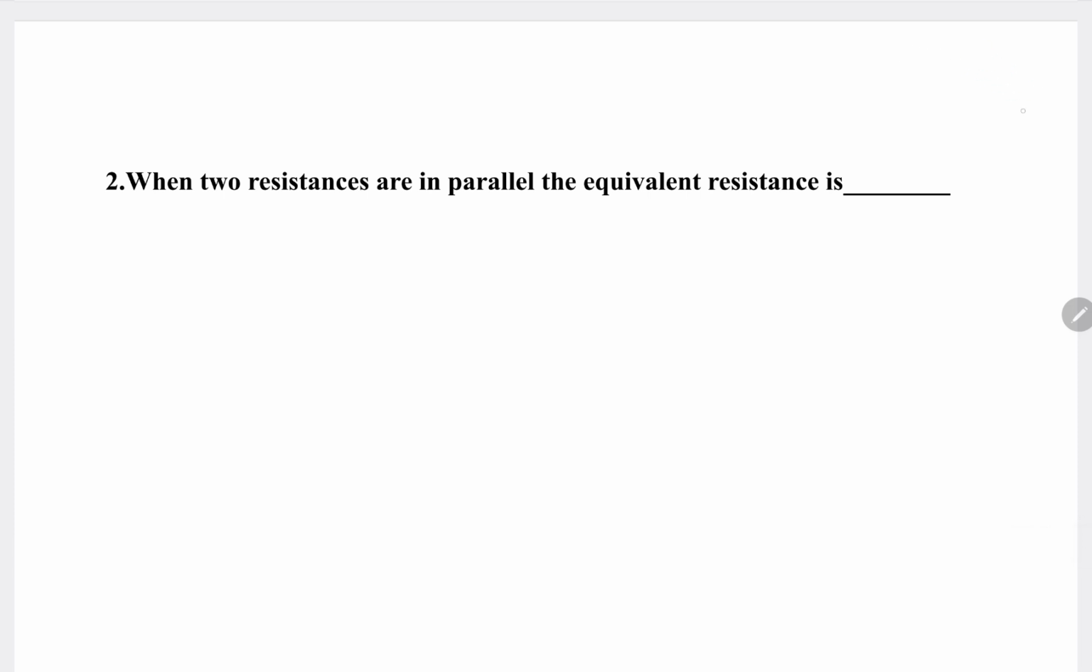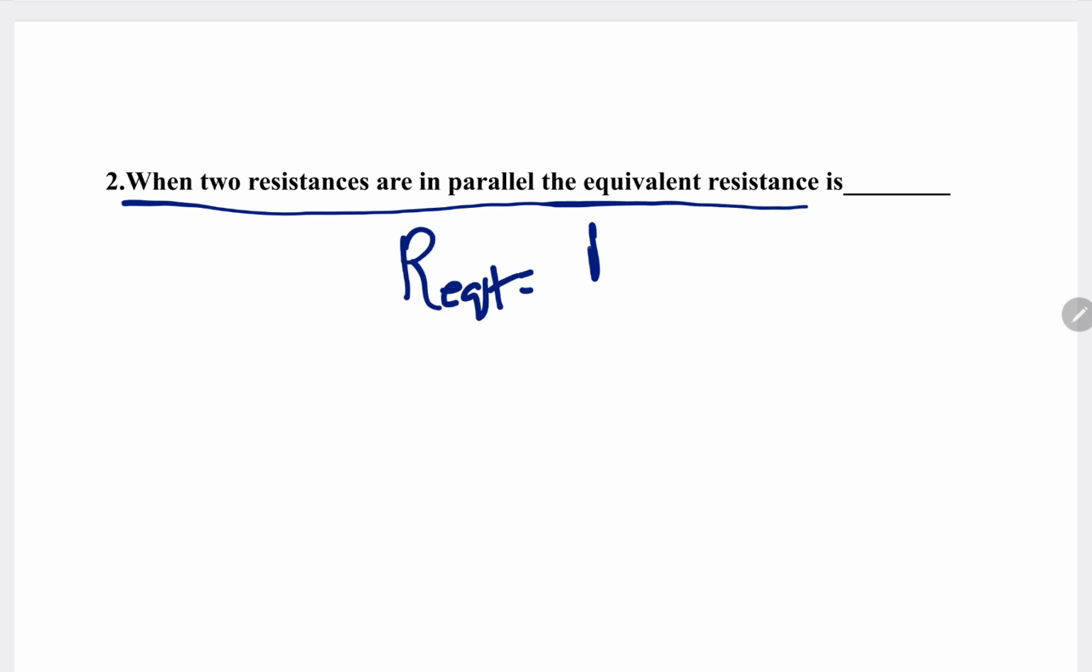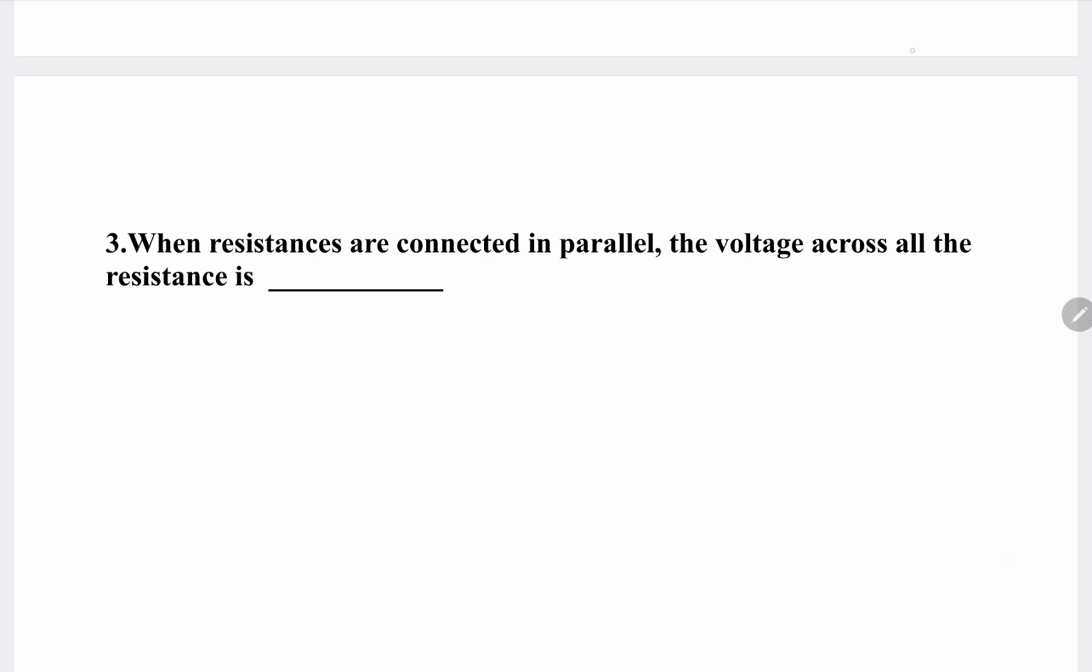Next, second question, when two resistors are in parallel, what is the equivalent resistance? When two resistors are in parallel, R equivalent is equal to R1 R2 divided by R1 plus R2. Next, third question, when resistors are connected in parallel, the voltage across all the resistances, see in parallel connection voltage is going to be the same and current will be divided.